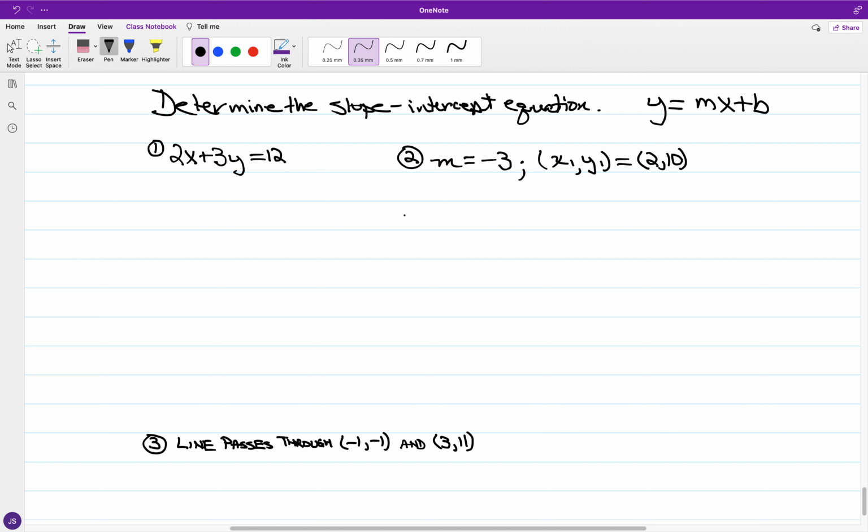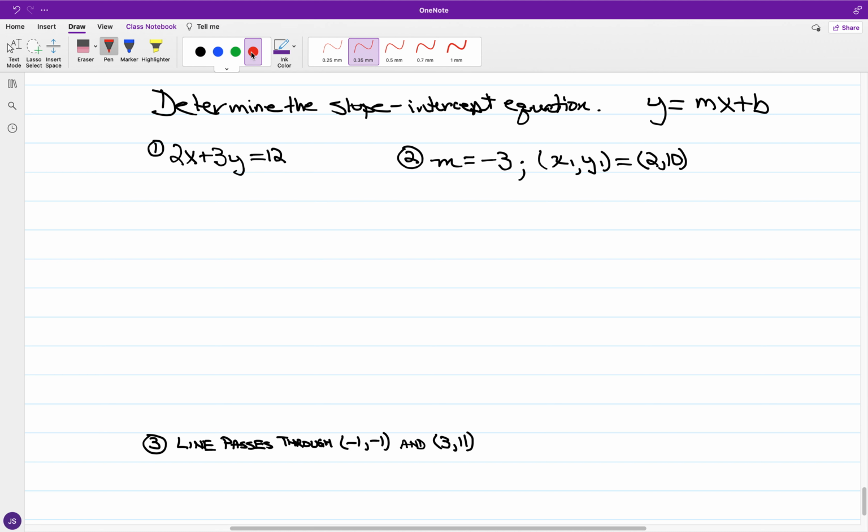Okay, if you're still working on these, that's quite all right. Just looking at finding out what the slope-intercept equations are going to be corresponding to the given situations. In the first, we have a two-variable expression set equal to a constant. So we have x and y on the same side of the equation. I'm looking at rewriting 2x plus 3y equals 12 in terms of just y equals.